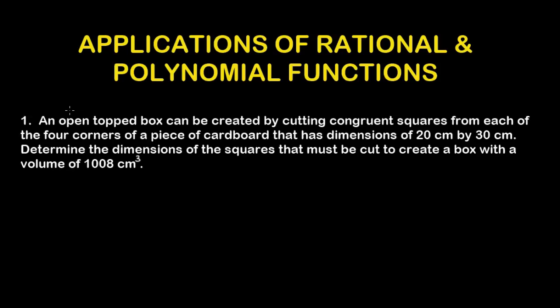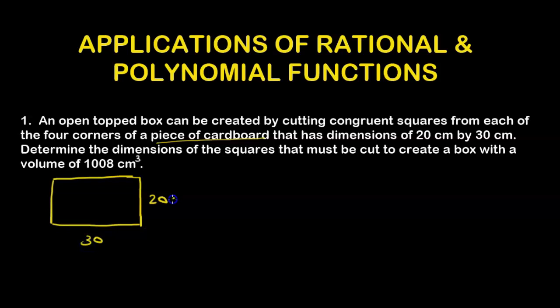The question says an open-topped box can be created by cutting congruent squares from each of the four corners of a piece of cardboard that has dimensions of 20 cm by 30 cm. Determine the dimensions of the squares that must be cut to create a box with a volume of 1008 centimeters cubed. So there is a piece of cardboard that has dimensions 20 by 30.